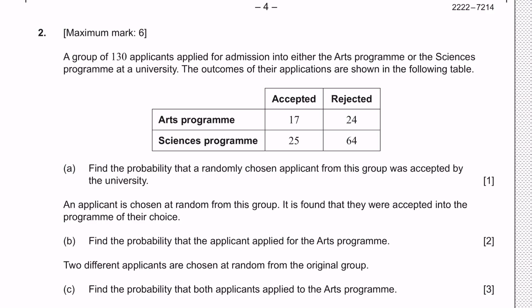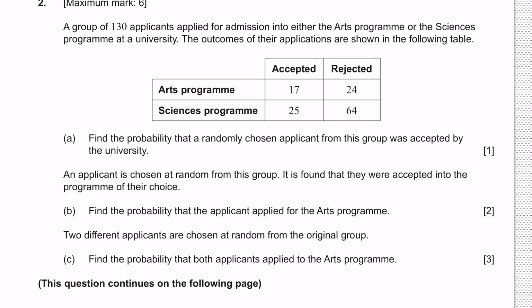A group of 130 applicants applied for admission into either the arts program or the science program at a university. The outcomes of their applications are shown in the following table. So here's arts and science, and then number accepted and rejected. Part A asks us to find the probability that a randomly chosen applicant from this group was accepted by the university.